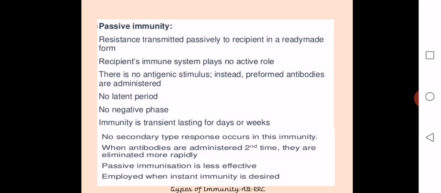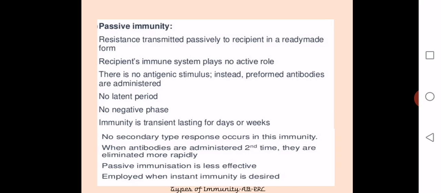right, supplied from outside by various means, and the immune system does not play any role in maintaining the resistance. Right, there is no antigenic stimulus at all, as we have seen in active immunity, whether natural active or artificial active. In both cases, there was an activation of the immune system. But here in passive immunity, there is no antigenic stimulus, and instead, preformed substances are administered. It could be antibodies or any other substances.